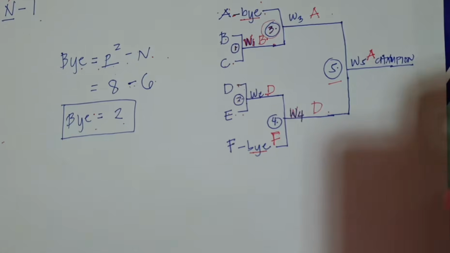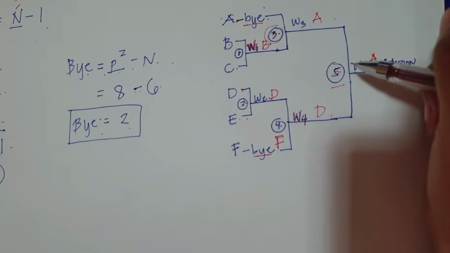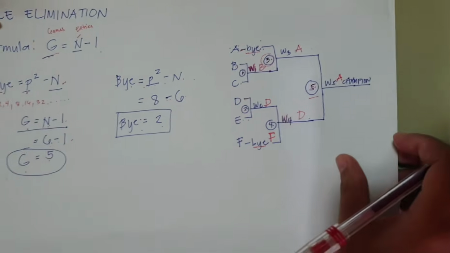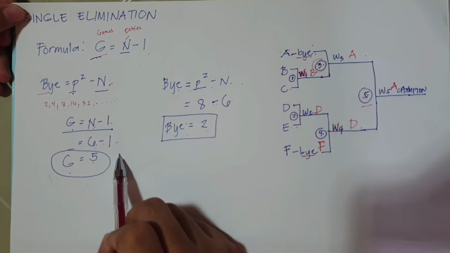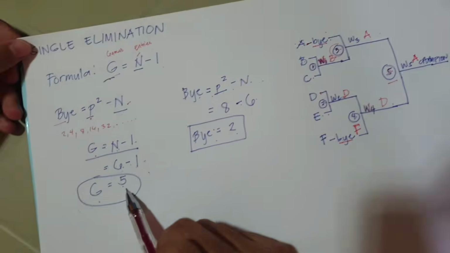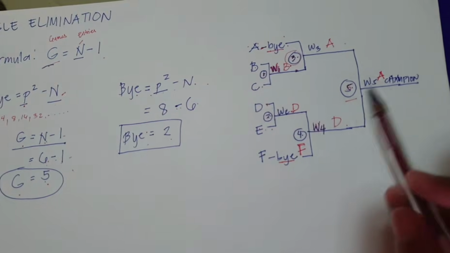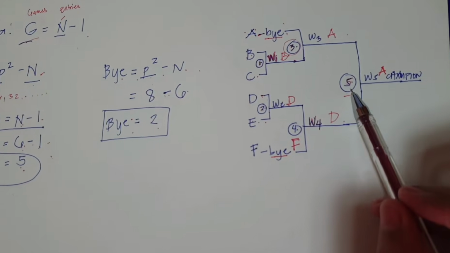Now, if you check the formula we used earlier for single elimination, G equals n minus 1, there are 5 games. So please check in the bracketing system whether it really reached 5 games.